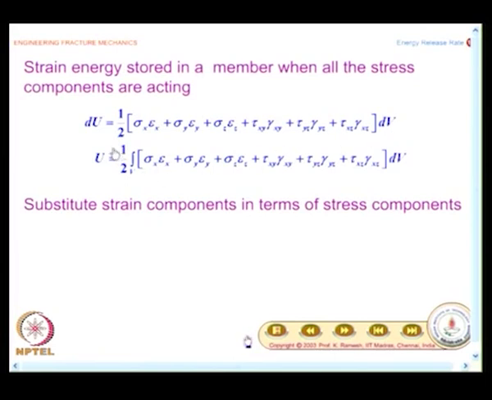And if I want to find out the total energy stored in the system, you do the integration over the volume. Here you find the product of stress and strain. It is also desirable to look at these expressions in terms of stresses alone. So, if I have to do that, I have to use the stress strain relations.